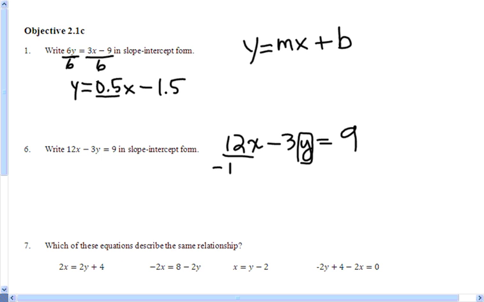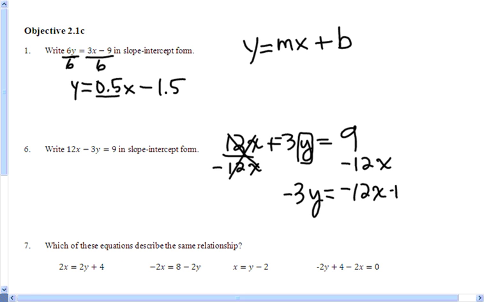So if we subtract both sides, 12x from both sides, or add negative 12x, then 12x minus 12x is 0. And now we're left with negative 3y. And on the other side, we have 9 minus 12x, or negative, nope, not negative 3. They're not like terms. All we can do is write an expression that represents 9 minus 12x, or negative 12x plus 9, either way. It's fine.